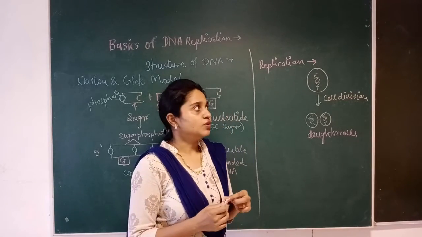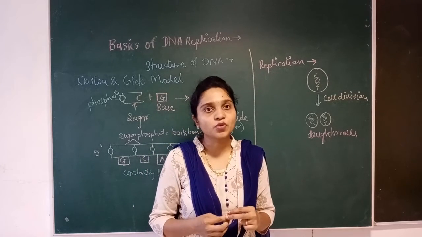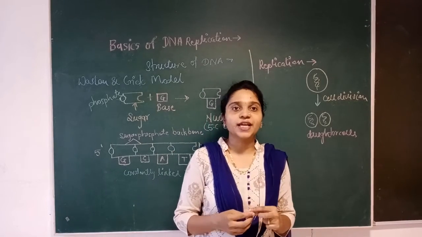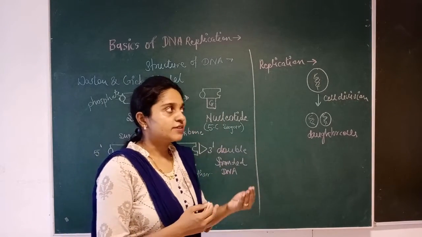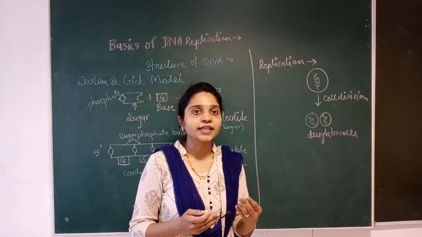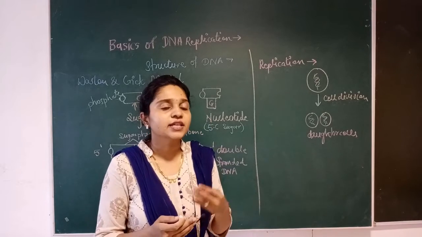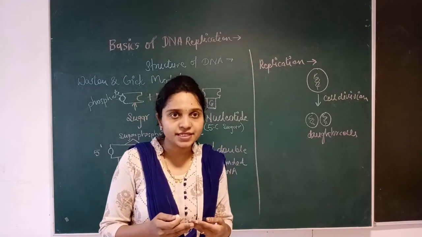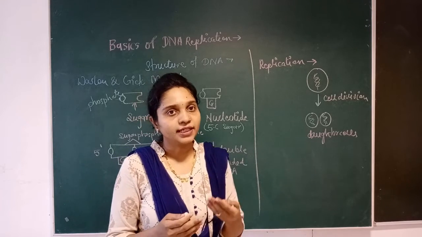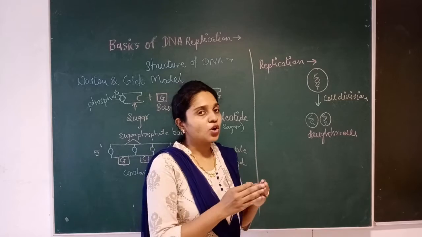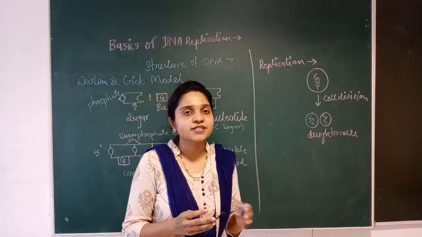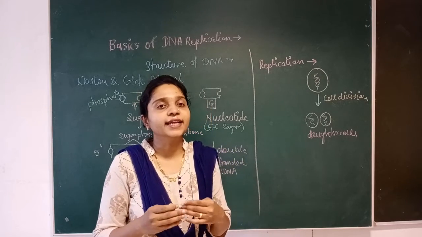Okay. Now there are three different modes of replication. First one is the conservative type of replication. In conservative replication, the two parental strands serve as template strands and they create two newly formed DNA strands. In conservative replication, the two new strands and the two old strands are kept separate.